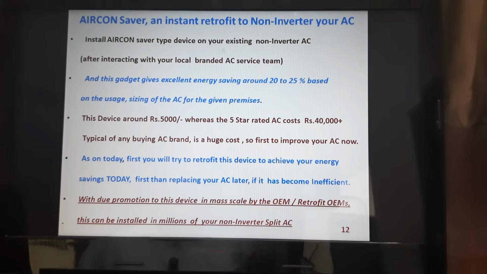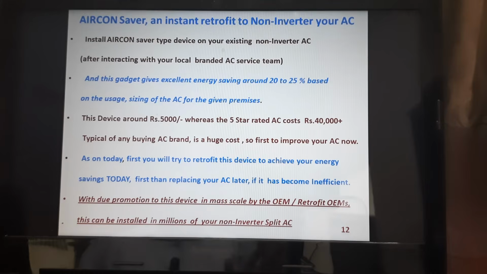It is an intelligent air conditioning controller, thanks to the AI that came almost some 20 years back. Many corporates, societies and conglomerates are using this aircon saver retrofit to reduce their individual split AC air conditioning bills by 20 to 25%. It is an EEPROM based microcontroller, a gadget that is able to intelligently control the air conditioner's running hours. It is ultimately reducing the running hours.